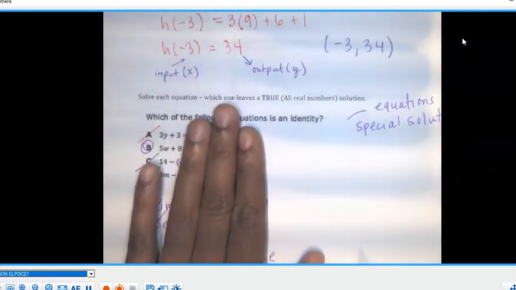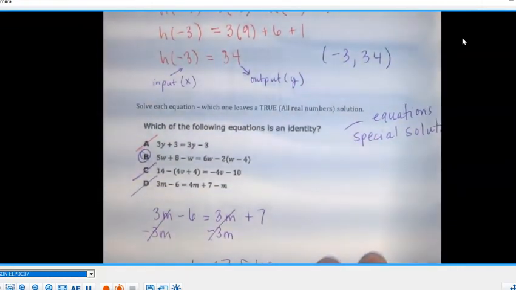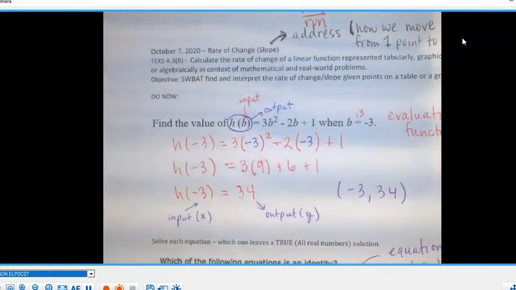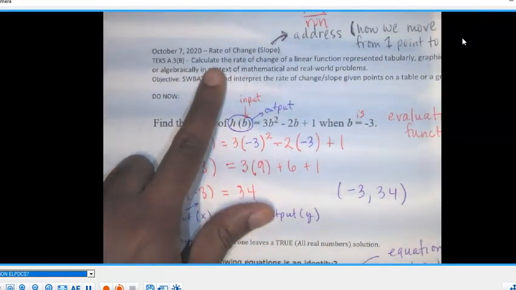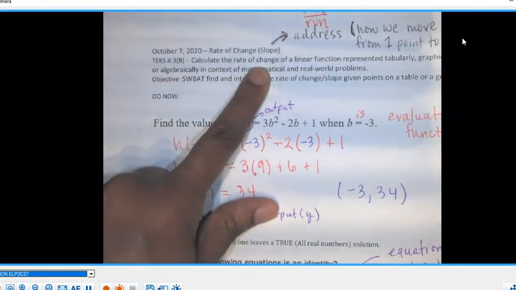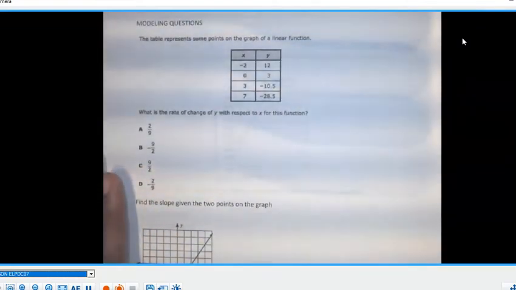Okay, so I hope that was a review. This one was from Unit 2, this was from Unit 1. Okay, so now let's get into the actual objective one more time. Here is rate of change. So we are to do what? To calculate the rate of change or the slope from a table or a graph. Okay, so here we go.